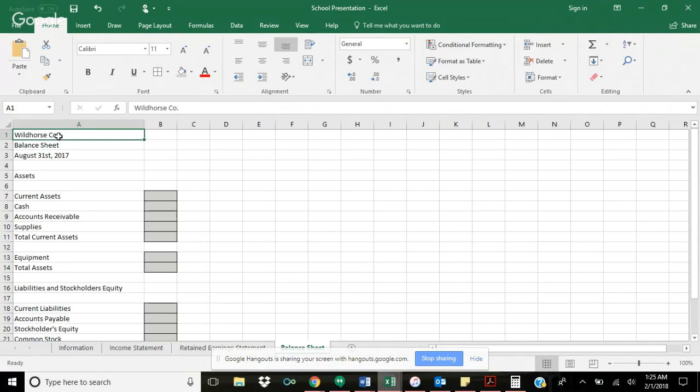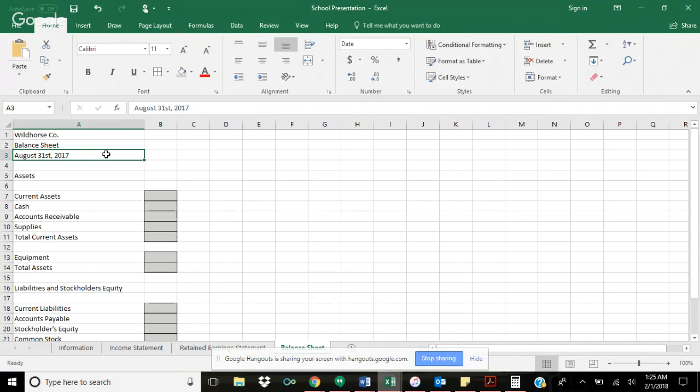Same thing here. At the beginning of the balance sheet, what you're going to be doing here is taking the name of the company, which again is Wild Horse. This is where we're taking all this data from. And then the name of the statement or sheet, which for this is a balance sheet. And what we will be doing here is doing a balance sheet for August 31st, 2017. So this is what our current balance looks like for August 31st, 2017.